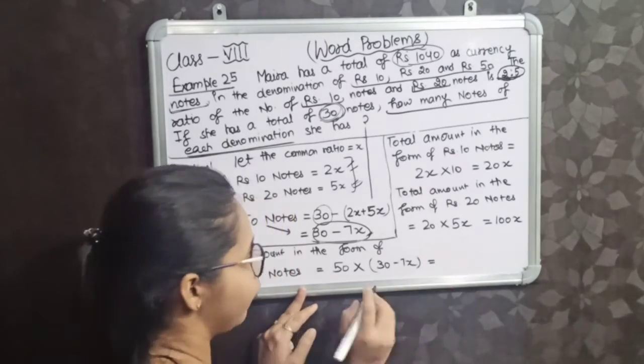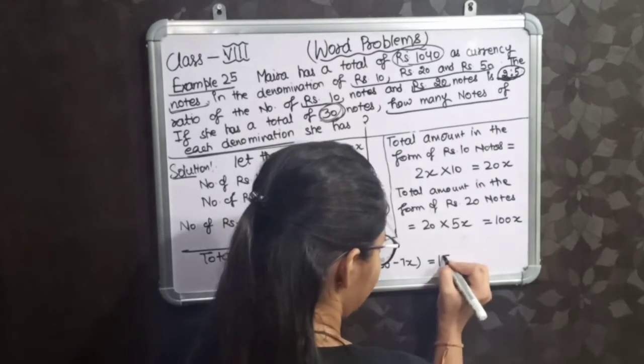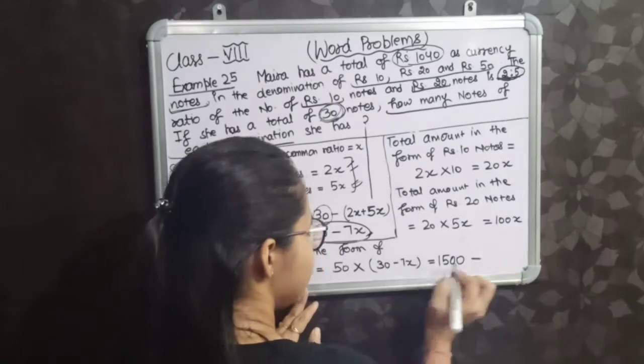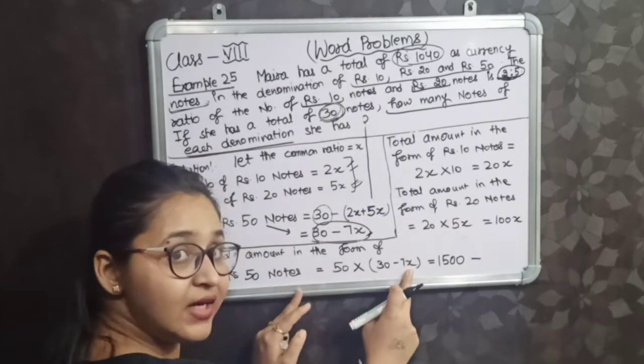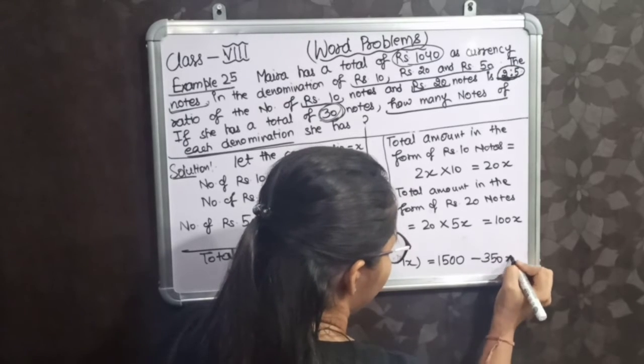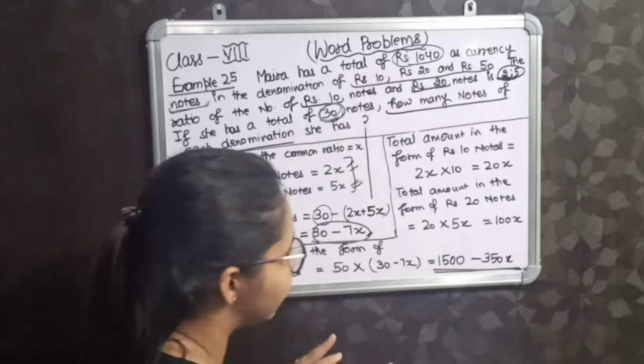And it will give you 50 multiply 30, which gives you 1500. Plus minus is minus, and 50 multiply 7x will give you 350x. Don't take it complicated, students. It will be very easy.